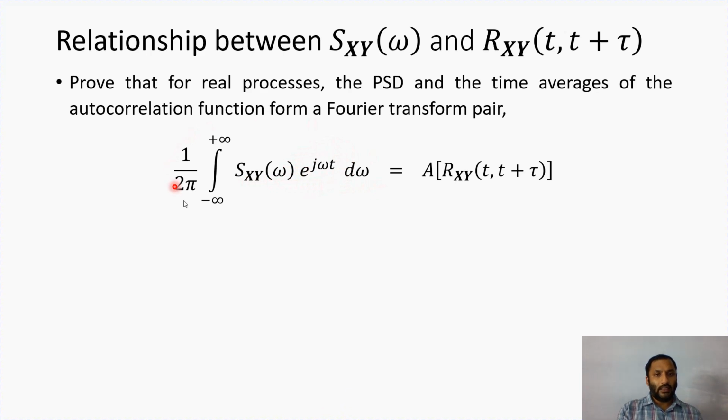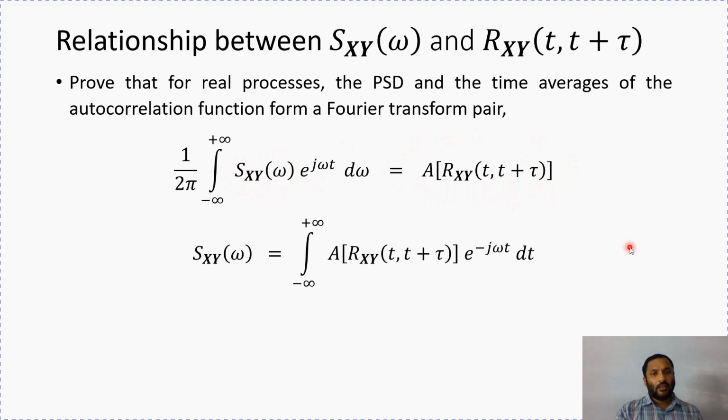So by taking the inverse Fourier transform of this function, we want to prove that this is equal to what is on the right hand side. Okay, we want to prove this result, that the inverse Fourier transform of the cross PSD is equal to the time averages, the average of the cross correlation over time. Now, so we will consider the proof.